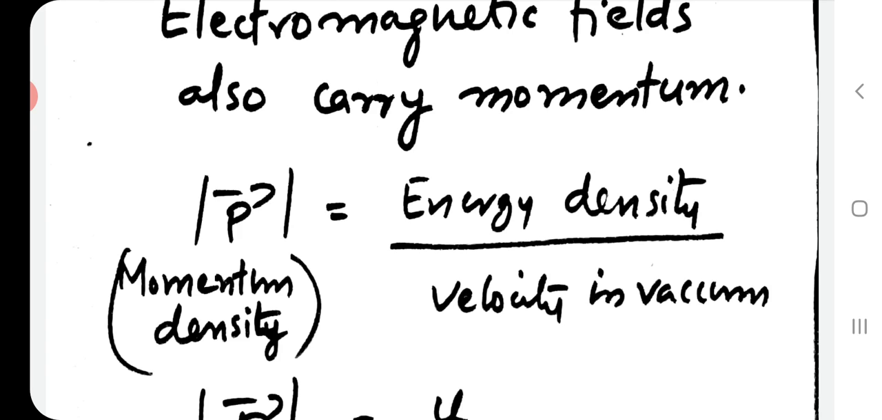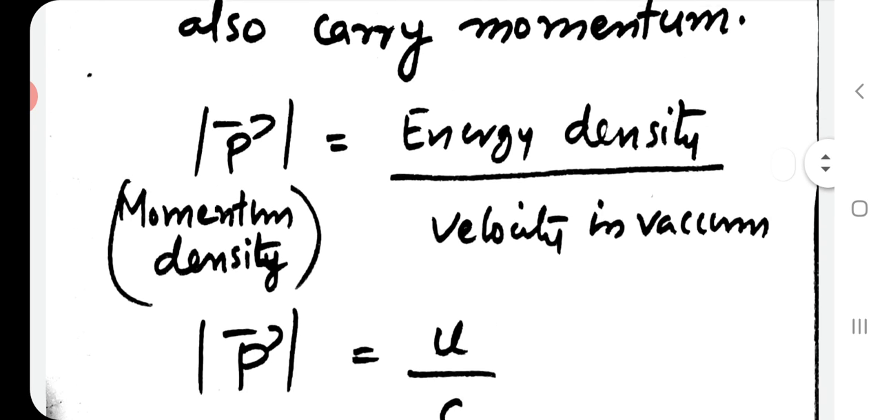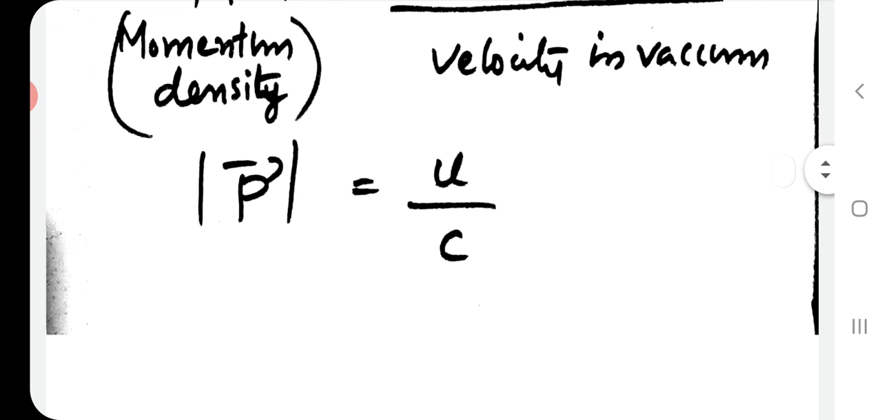We get this equation by considering the particle nature. Here, if we are considering electromagnetic waves as particles of zero rest mass, we know energy and momentum are related by the relation E equal to Pc, or P equal to E by c. So momentum density is equal to energy density by velocity. So momentum density P is equal to U by c, where U is the energy density that we calculated in the previous class.